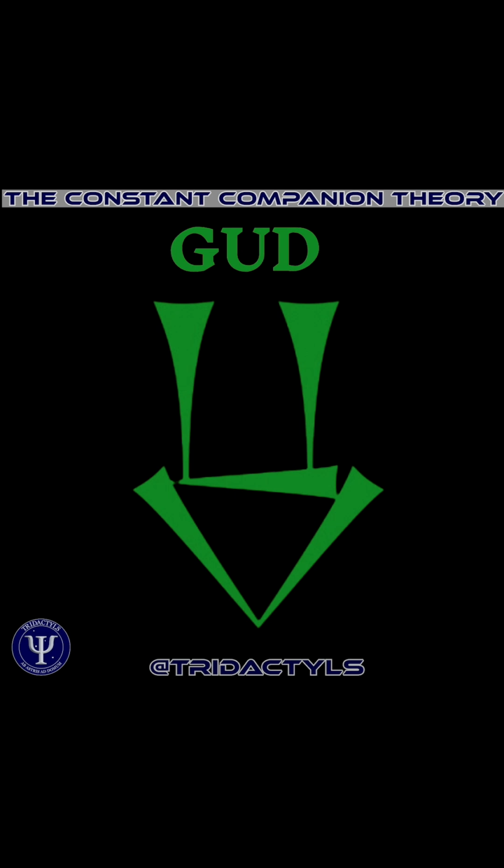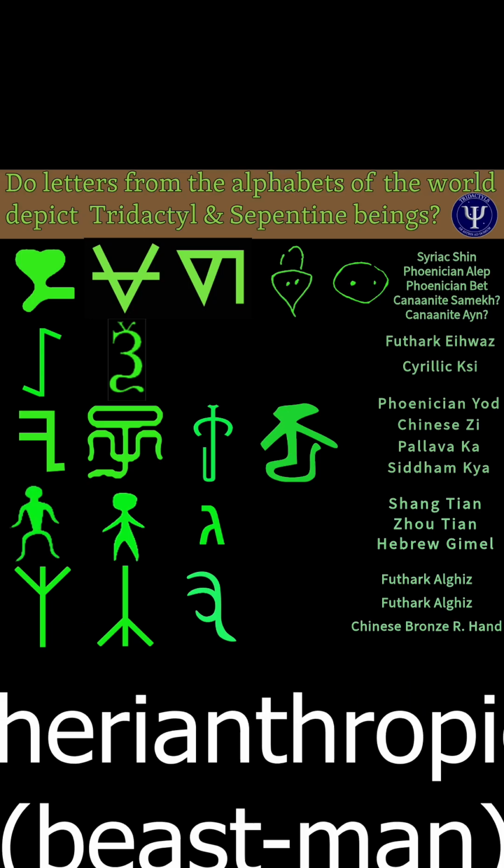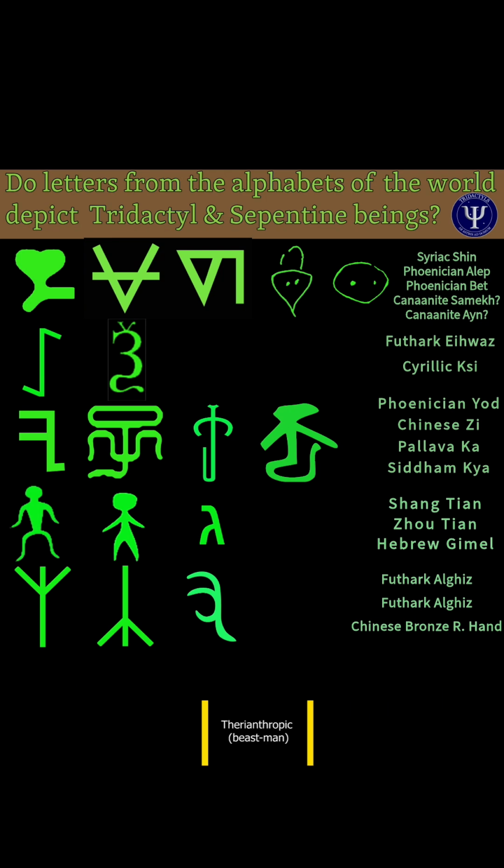This word means ox. But a minor detail about ox is that they are gelded, castrated animals. They are not bulls, yet still a symbol of kingship and power. An element of the constant companion theory is the hypothesis that our symbolic language is inspired by contact with non-human beings. This is the therianthropic grapheme theory.